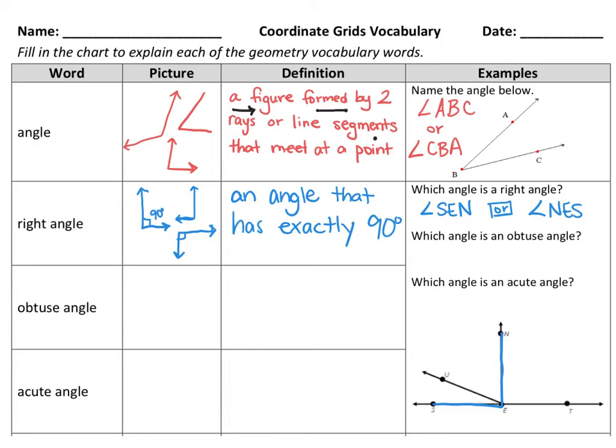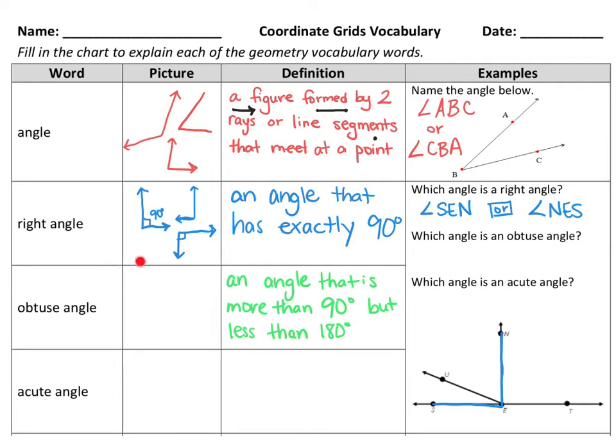All right, obtuse angle. An obtuse angle is an angle that is more than 90 degrees, but less than 180 degrees. Pause the video if you need to write that.